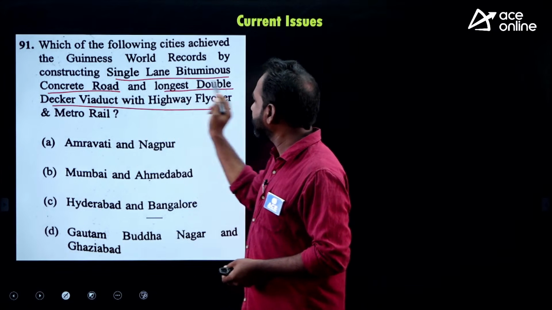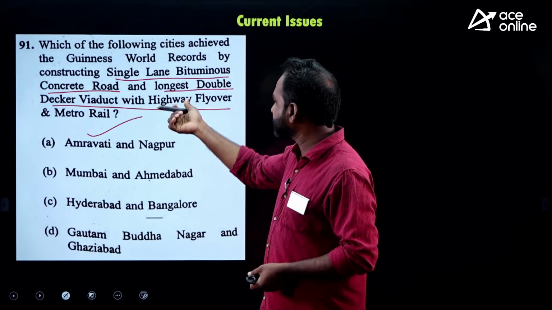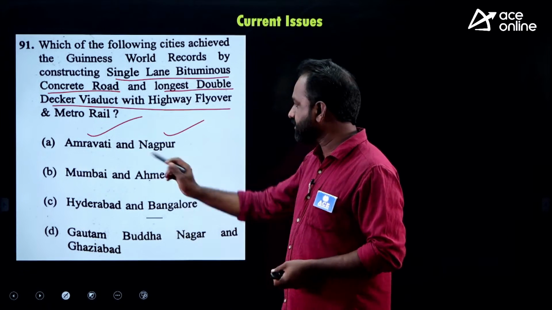The answer is single lane bituminous, that happened in Amaravati, Andhra Pradesh. And about the second one, longest double-decker, that happened in the Nagpur metro. So the answer is Amaravati and Nagpur.